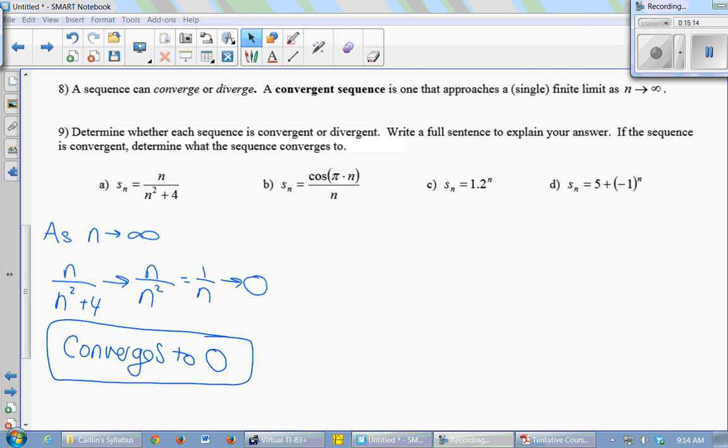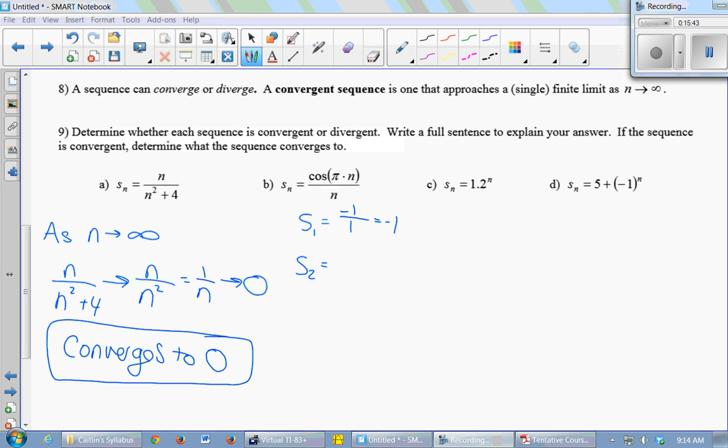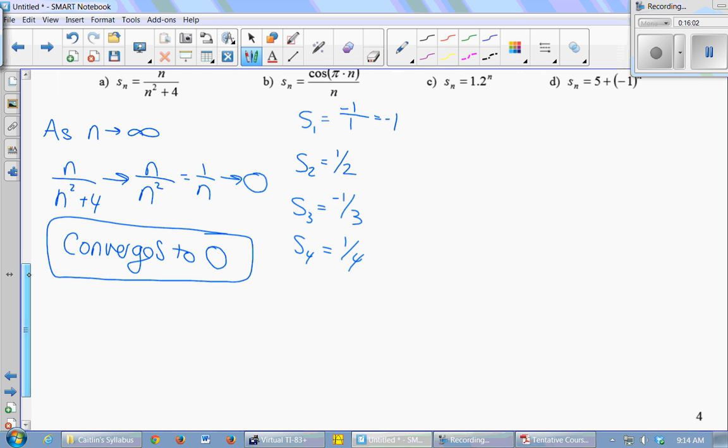Okay, so let's look at the cosine of pi n over n. Remember, our inputs are just positive whole numbers. So often it can help to just write out the first several terms to get a better intuitive feeling about what this sequence is doing. So the cosine of pi is negative 1 over 1. So negative 1 for S1. S2, cosine of 2 pi is 1. So this one's going to be 1 over 2, which is a half. And S3, cosine of 3 pi, which is negative 1. I get negative 1 third. S4, cosine of 4 pi is 1. I get a fourth. And S5, I get negative 1 fifth.